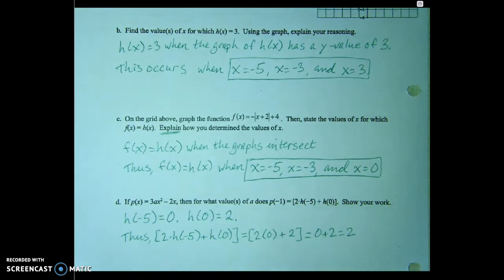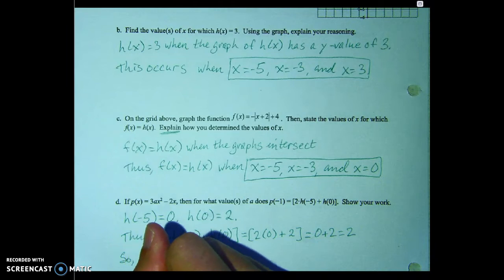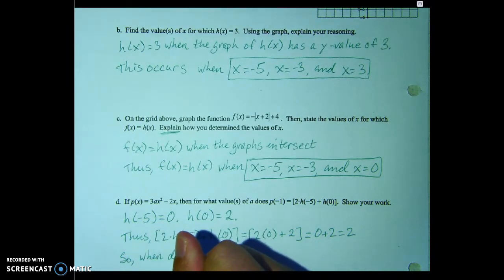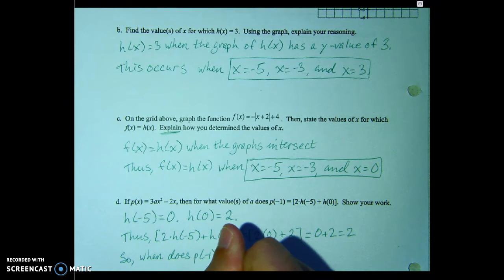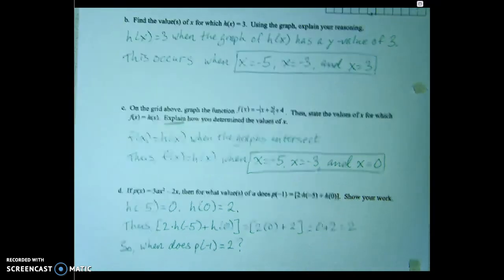Okay? So really, the question is asking us, when does p of -1 equal 2? Right? We just replaced this entire expression right here with 2, so we need to figure out when p of -1 is going to be equal to 2.